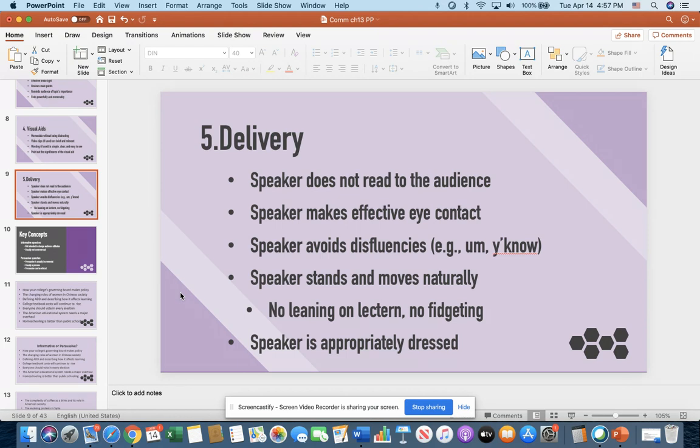And then finally, make sure you are appropriately dressed. And this would mean one of two things. Number one, either dress as if you were going to a job interview, or number two, dress appropriate to the speech topic. I had somebody do a speech on Star Wars, the Enterprise, the whole thing of how much money it's making over the years, and the person wore a Chewbacca onesie.